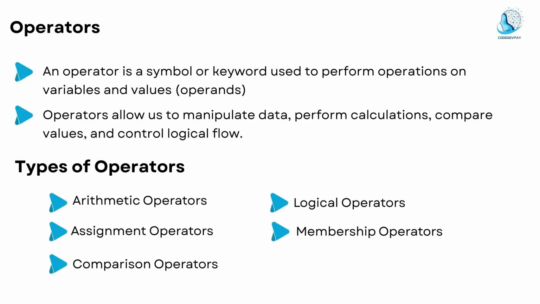Let's look at operators. An operator is a symbol or keyword used to perform operations on variables and values. So operators simply allow us to manipulate data, perform calculations and also compare values. It also allows us to control logical flow, which we'll come to later. We have different types of operators: arithmetic operators, assignment operators, comparison operators, logical operators, and membership operators. So let's take a look at each of them.